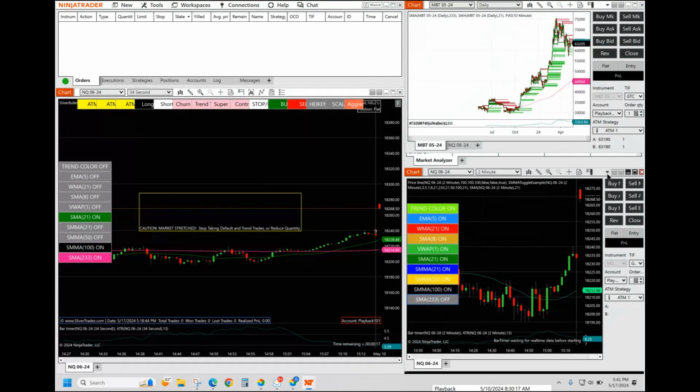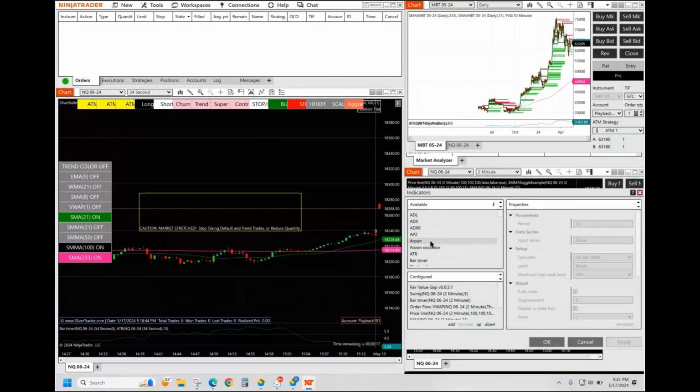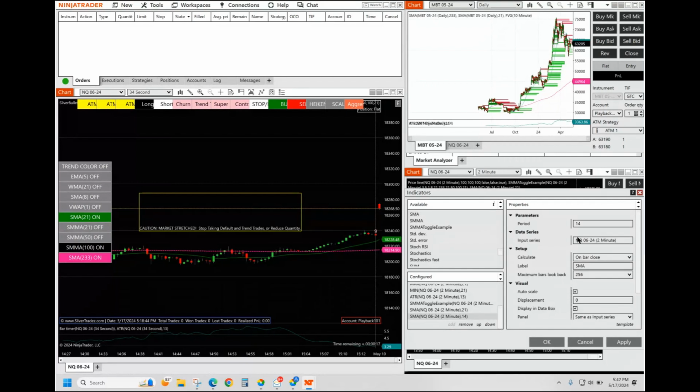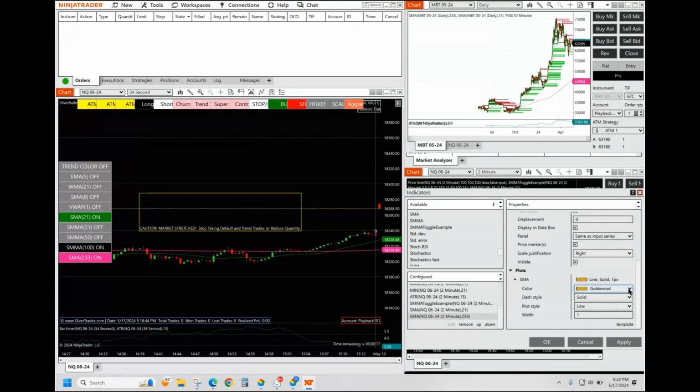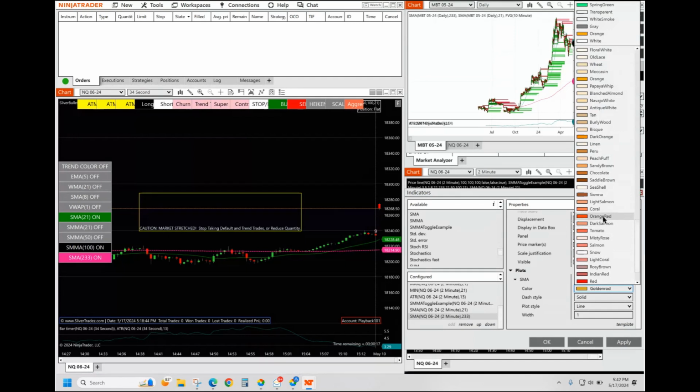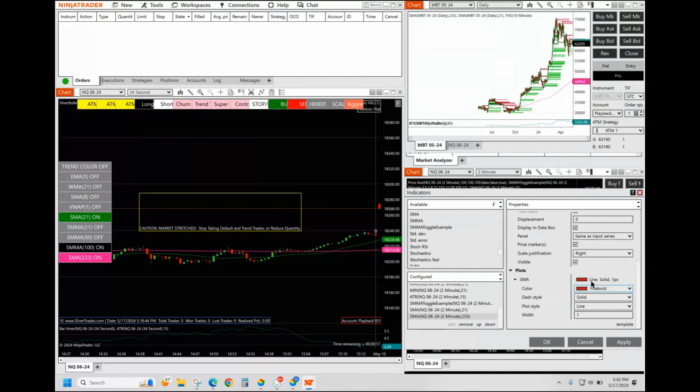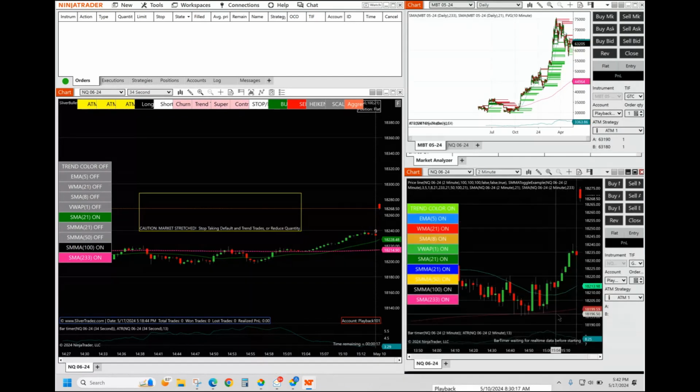Let me do that. SMA again. And it got added here. Indicator got added. I changed the parameters to 233. I click on it, and I change the color to, say, pink. I usually use red or pink. So this is the 233 SMA.